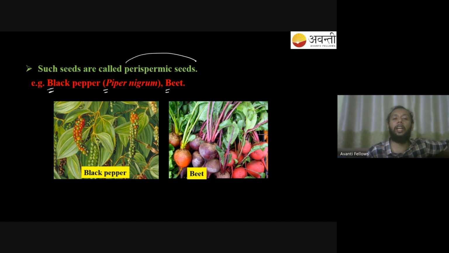So when I tell you that it is a perispermic seed, you should know that a small amount of nucellus will be seen in them. A certain amount of nucellus will be clearly seen in them, and that is why we call them a perispermic seed. So is this part clear to all of you?